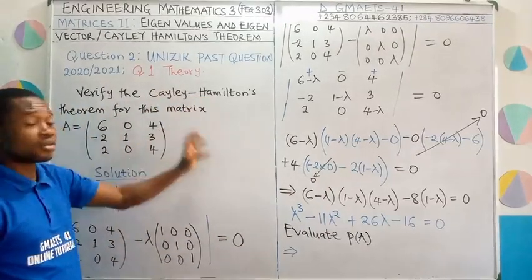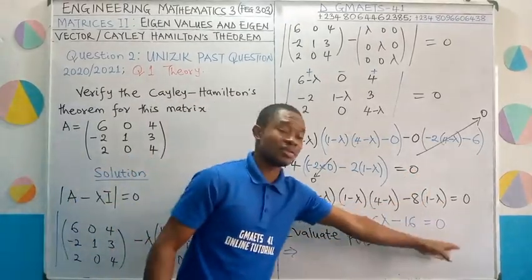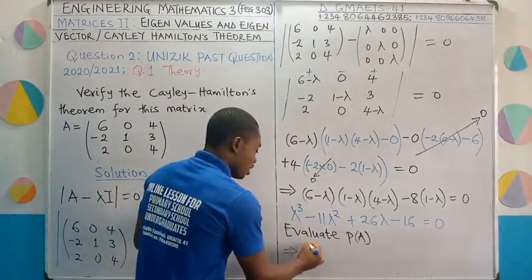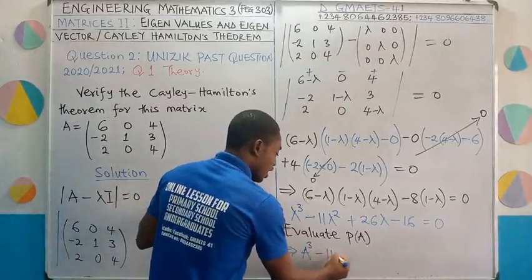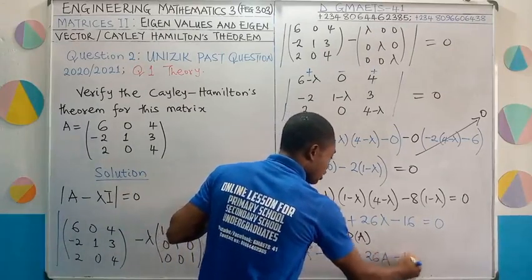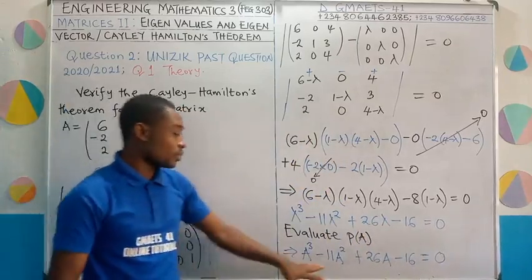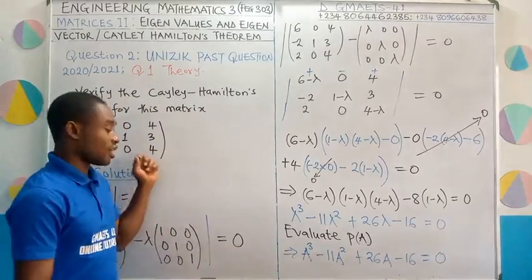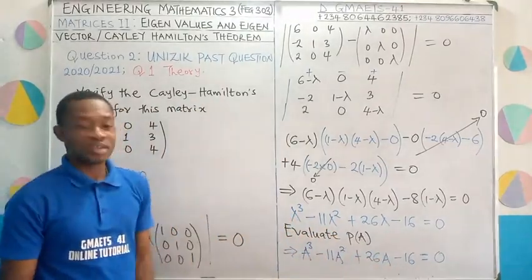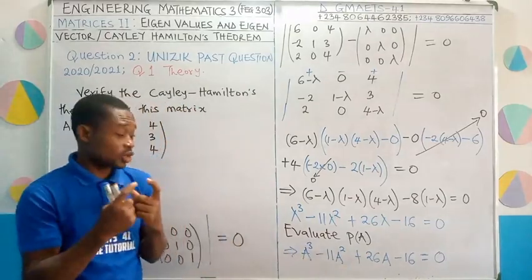So according to Cayley-Hamilton's theorem, when we fix A into this equation and then we simplify, we're going to get a 0 matrix. Is that okay? So this means that in place of this lambda, we're going to have A raised to the power of 3 minus 11 times the square of A, then plus 26A minus 16 equal to 0. Good. Now we're going to substitute for the matrix A using the given matrix here, and then we'll resolve and see what this left-hand side is going to give to us. Of course, according to Cayley-Hamilton's theorem, we expect that it's going to give us 0. That is what we are trying to verify.